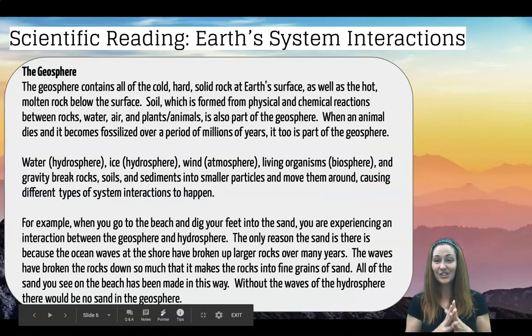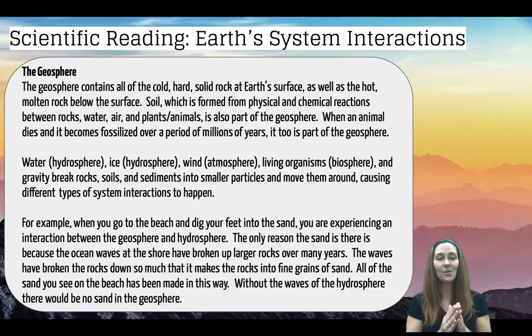Okay, next, our geosphere. It's our solid rock. The geosphere contains all of the cold, hard, solid rock at the Earth's surface, as well as the hot, molten rock below the surface, the magma of volcanoes. Soil, which is formed from physical and chemical reactions between rocks, water, air, and plants and animals, is also part of the geosphere. So you're probably wondering, how do animals have anything to do with soil? Well, when an animal dies, it becomes fossilized over periods of millions of years. It too is part of the geosphere. It becomes part of it, right?